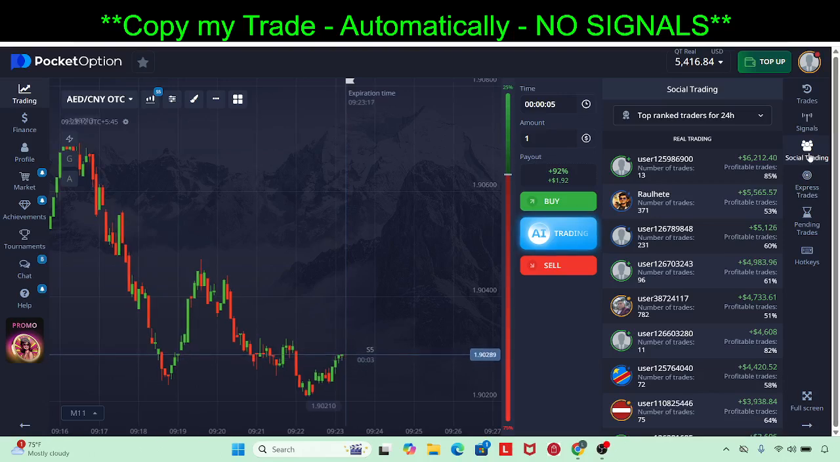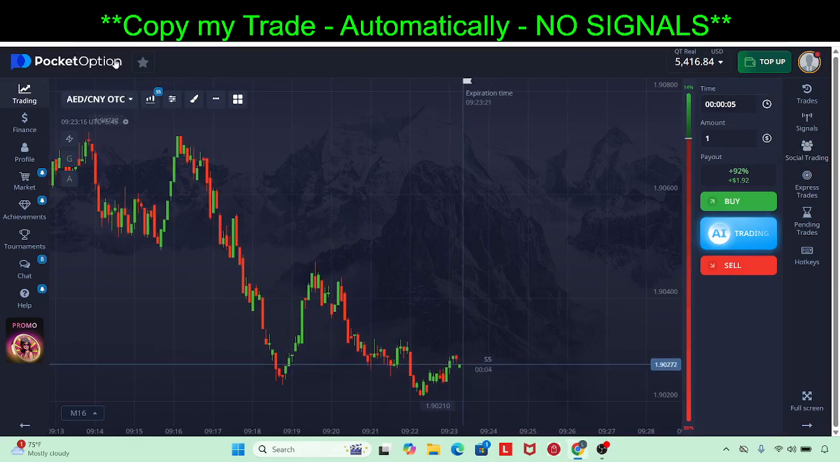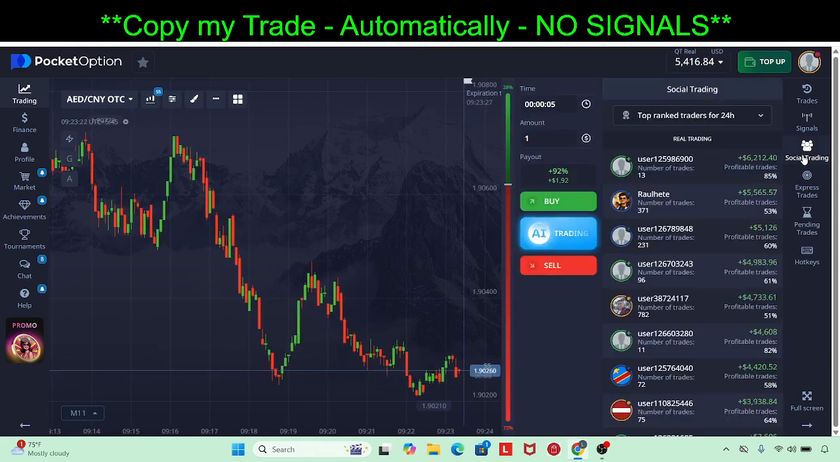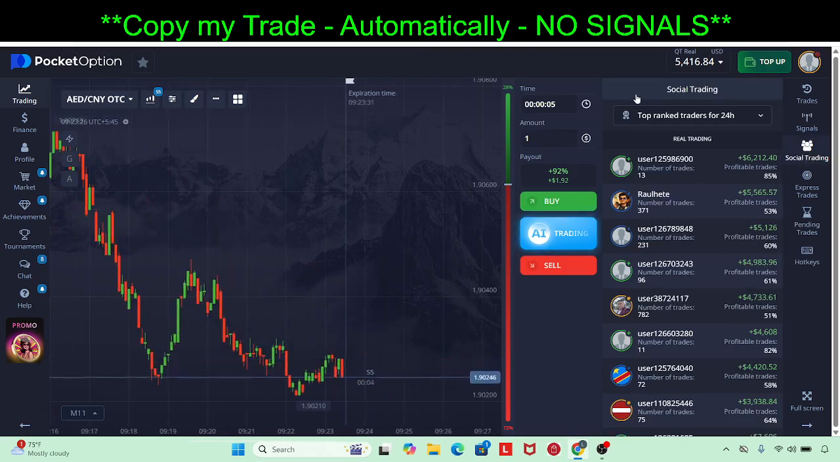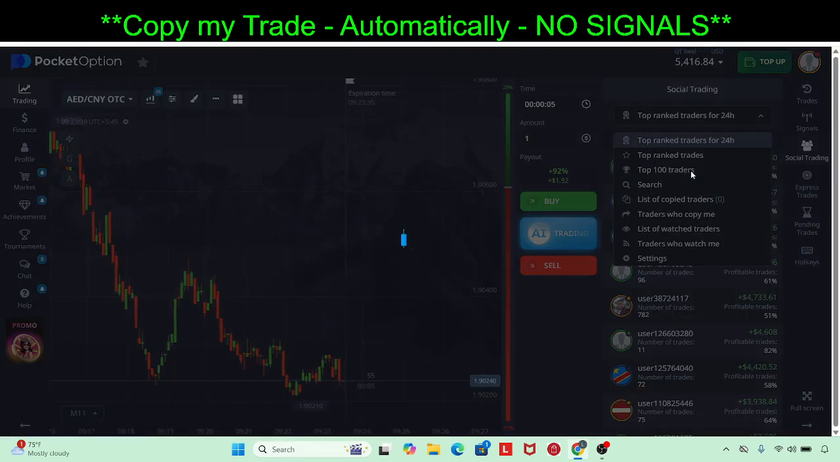In this video, I'll show you how to use the social trading feature of Pocket Option. When you log into your Pocket Option account, you will see this social trading feature. It is basically a copy trading feature with which you can copy any trader, either the top ranked trader for 24 hours or the top 100 traders.